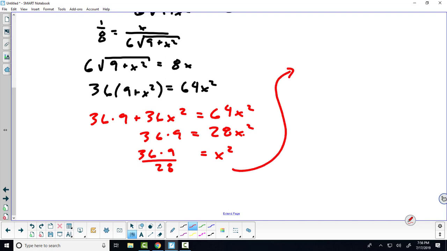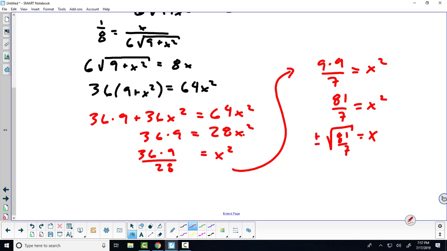So folks, notice I didn't want to multiply 9 times 36 just because I'm lazy. So at this point, I'm going to go ahead and cancel out like factors. 4 goes into both those expressions. So I get 9 times 9 over 7 is equal to x squared, or 81/7 is equal to x squared. So we get x is equal to plus or minus the square root of 81/7, or plus or minus 9 over the square root of 7.